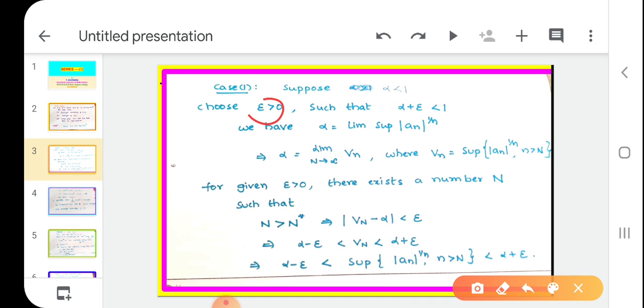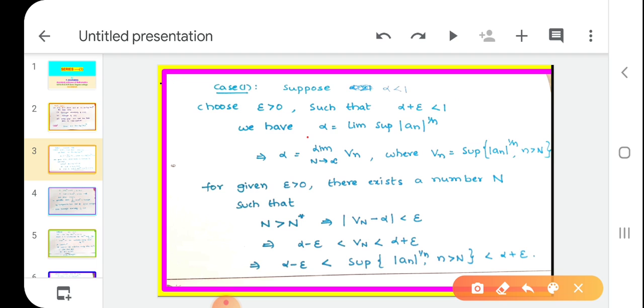Now I add this epsilon to this alpha value. Now what we get? Alpha plus epsilon. But the value of alpha plus epsilon is also less than 1, since epsilon is a very negligible value. After adding epsilon to alpha, the value of alpha plus epsilon is also less than 1.